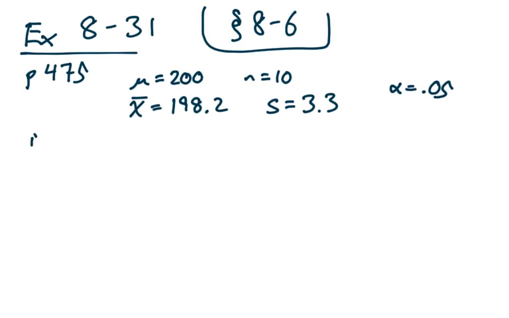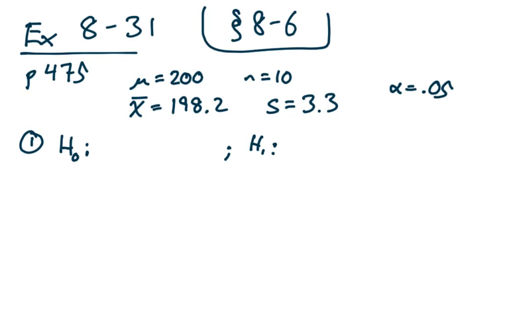All right, so I just paused and recorded the pertinent information. Mu is 200 and the sample size is 10. X-bar, they told us, was 198.2. And it turns out it is s, not sigma, that is 3.3.